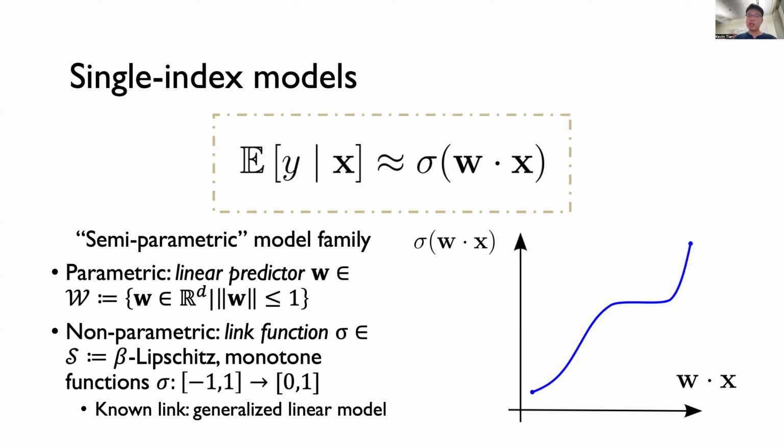In the case where I specify a given value of sigma, this is known as a generalized linear model. And if you haven't internalized this definition, take a look at the picture, which shows that you just line up all of the points in the direction of w, and then you fit them using the monotone function sigma.